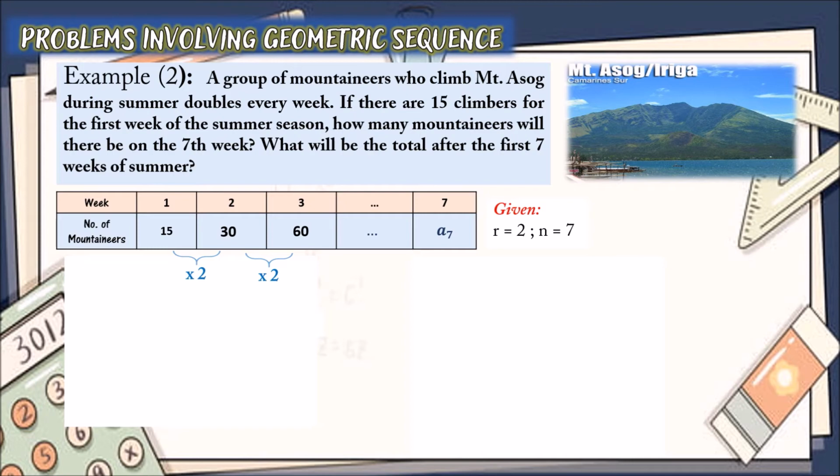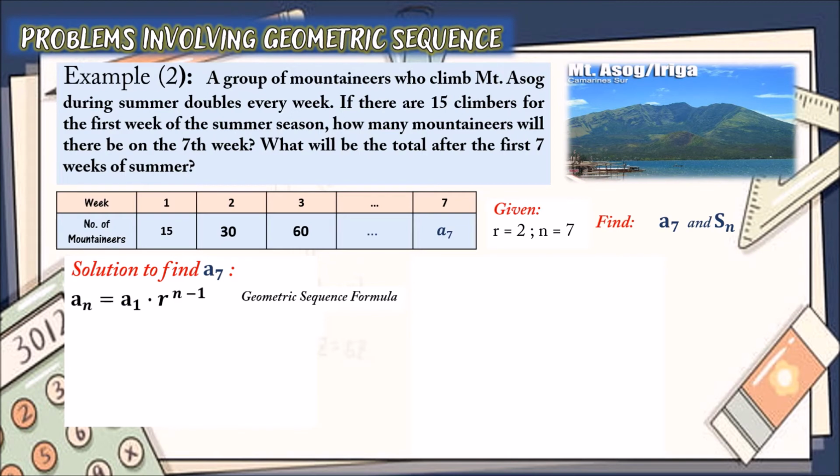Given, we have the common ratio which is 2 and n is equal to 7. Find a sub 7 and s sub n. Dahil hinahanap natin kung ilang mountaineers meron sa 7th week at ilan ang total of mountaineers sa buong summer noong 7 weeks. So for the solution, to find a sub 7, we are going to use the geometric sequence formula. We have a sub n is equal to a sub 1 times r raised to n minus 1. So kailangan natin i-substitute yung mga given sa ating formula. We have a sub 7 is equal to 15 times 2 raised to 7 minus 1.